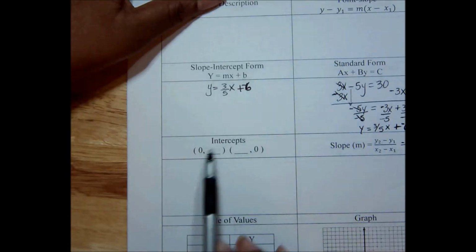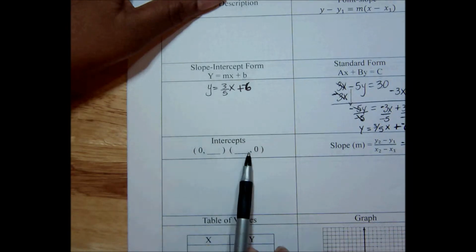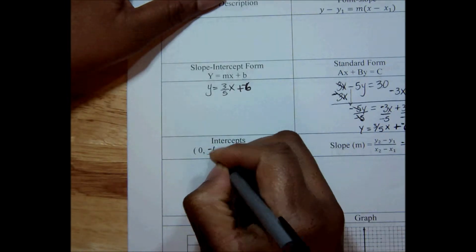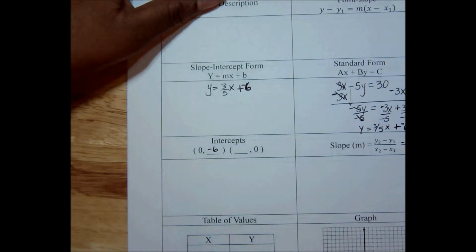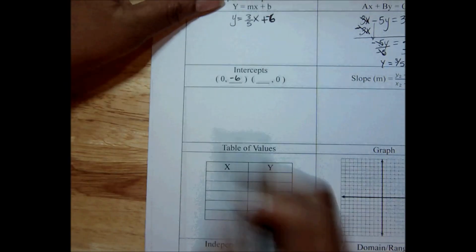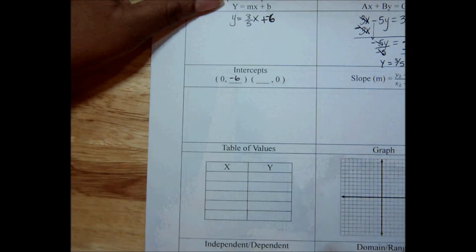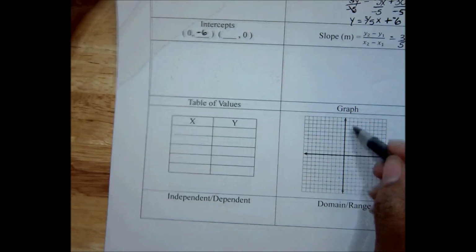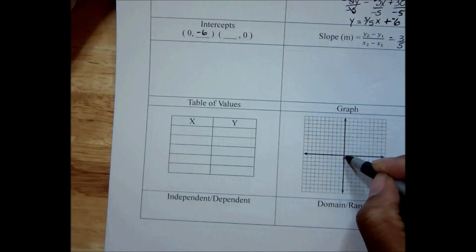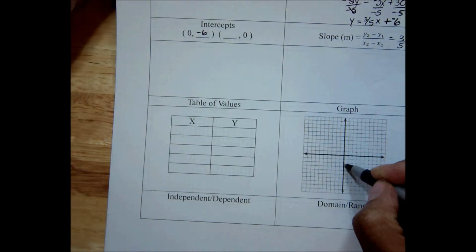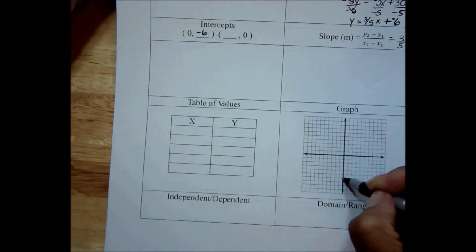So, intercepts, which one is the y-intercept? Well, the y-intercept needs to go in the y spot. Not only is -6 the y-intercept here as an ordered pair, but it is also here on the graph on the y-axis. 1, 2, 3, 4, 5, 6.